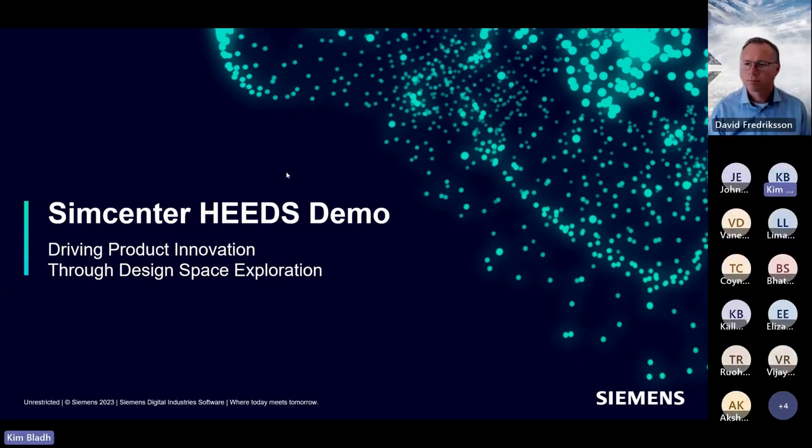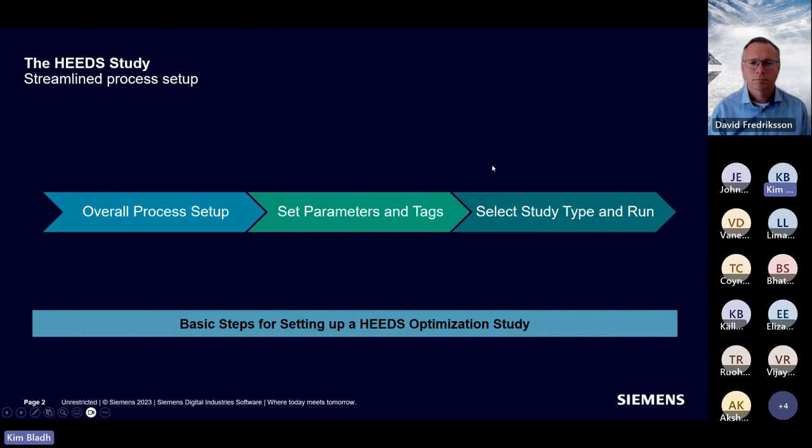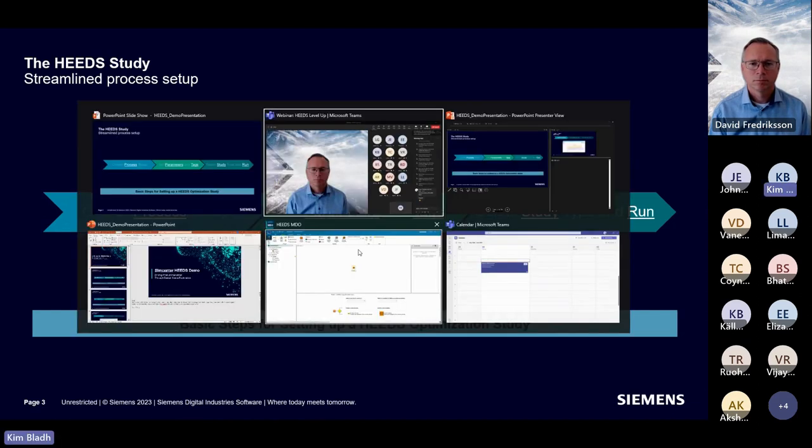All right, so I will be showing a short demo of HEEDS, going through the process of setting up an entire HEEDS study. Essentially what we're going to do is go through these steps. We tend to break them out into five different steps: process, parameters, tags, study, and run. This will make sense when we go over and look at the HEEDS GUI. So I will do that right now.